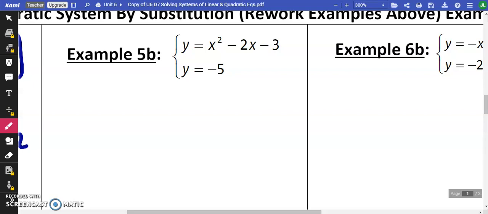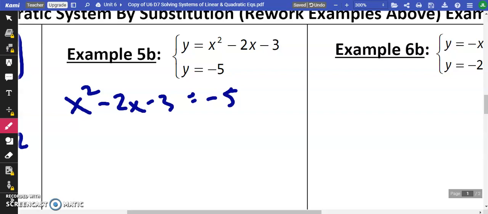And this one hopefully will be a little bit easier because we already know the value of y, because they just told us that y equals negative 5. So to set this one up, I will take the parabola that I was given, set it equal to negative 5, and then solve.